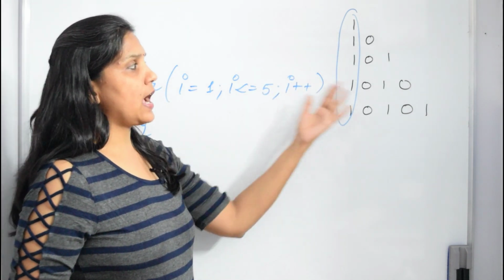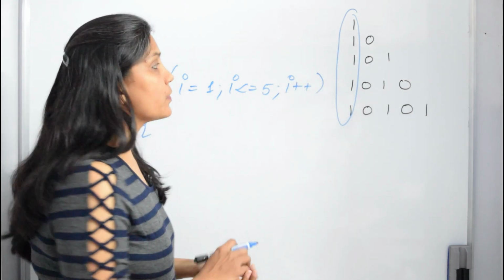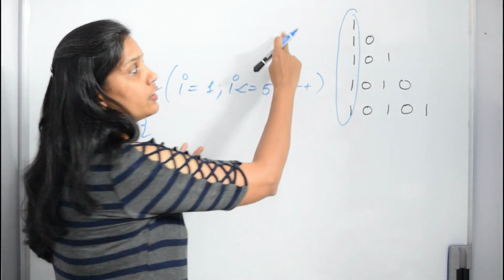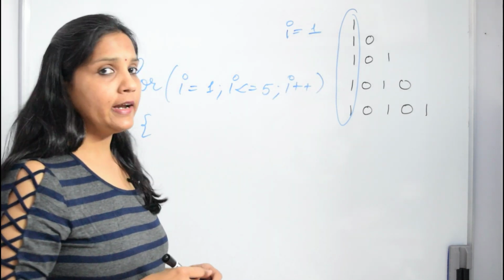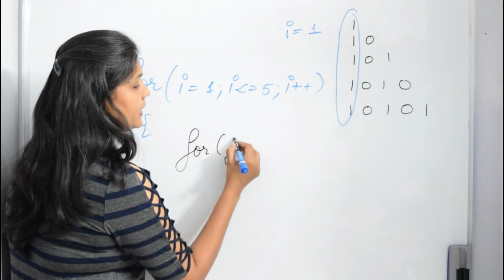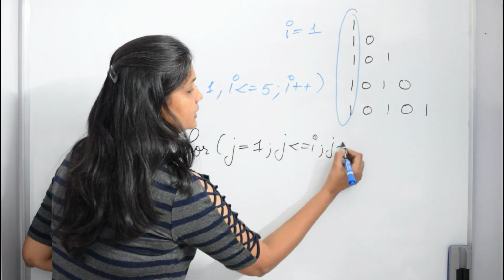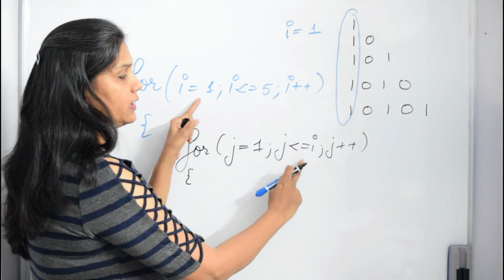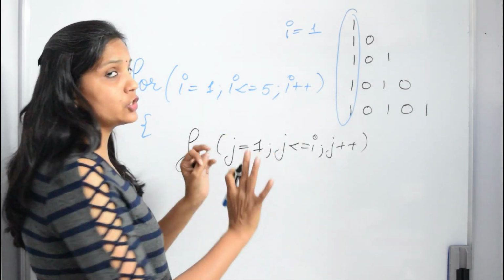Now we are not going to use I or J for printing this pattern because it's just ones and zeros. The inner loop has to be controlled in a way that when my outer loop runs for the first time, that is for the first row, it prints only one time. So my inner loop starts from 1 and goes till I, and J plus plus, right? Now I is 1, J is 1, this runs one time. I is 2, J is 1, till 2, it runs 2 times.